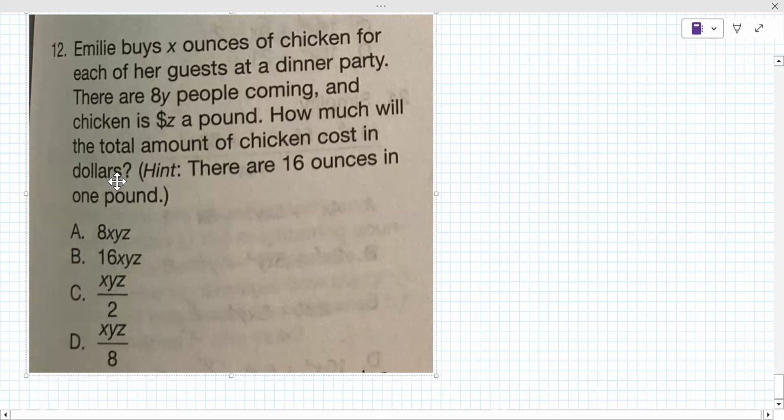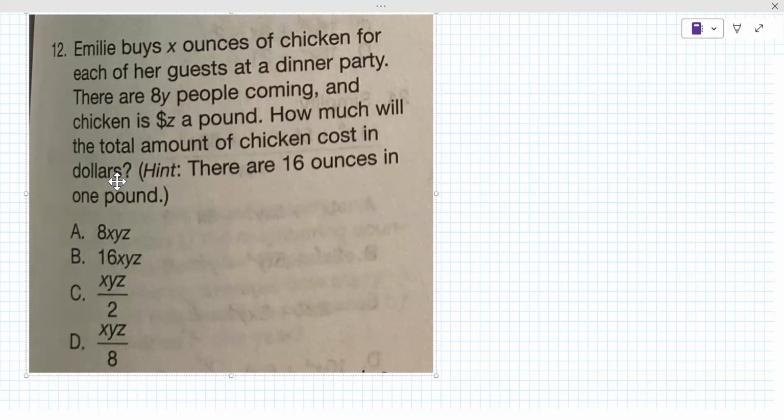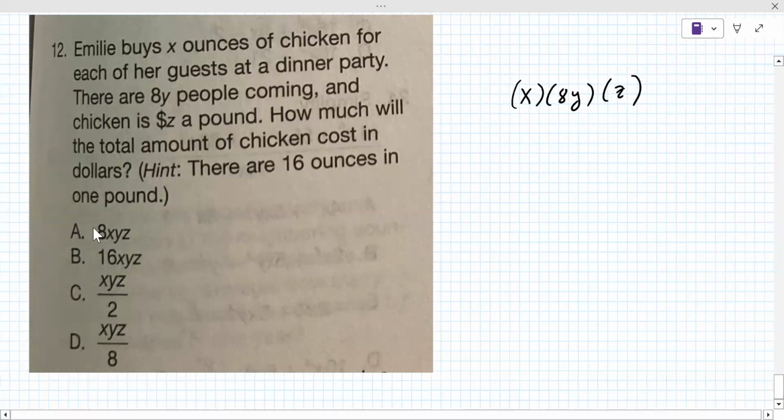All right, we've done a couple like this. I know that these are really difficult because they're variables, there's no numbers. I guess first thought is, are you multiplying or adding in this scenario? Multiply? You are multiplying. So at a minimum, you could multiply X times 8Y times Z, okay? And is that answer there? Yeah, it is. But what did we not use?